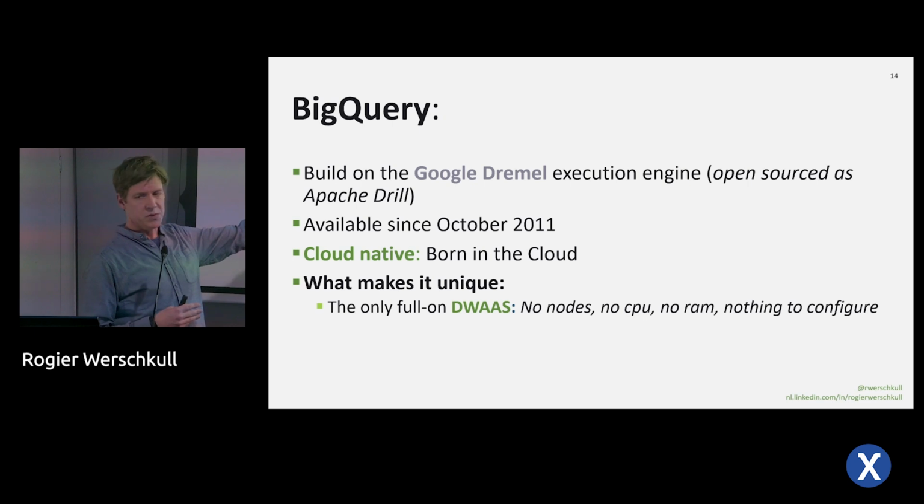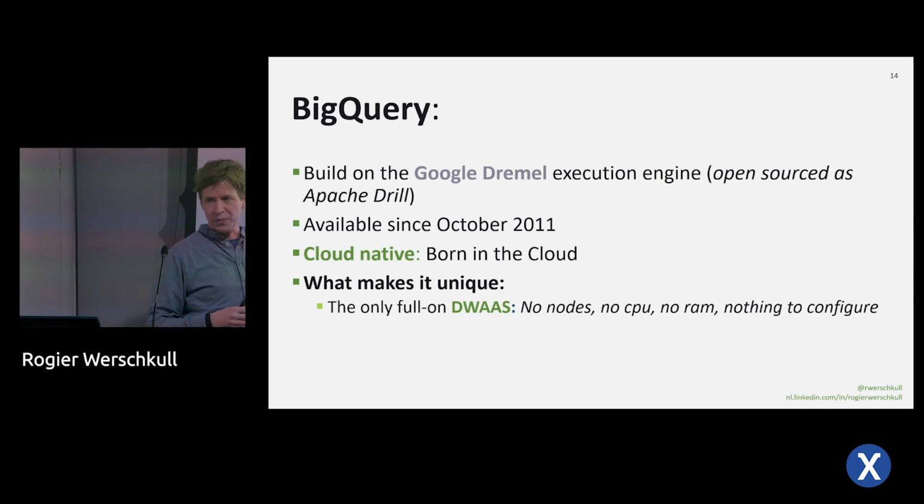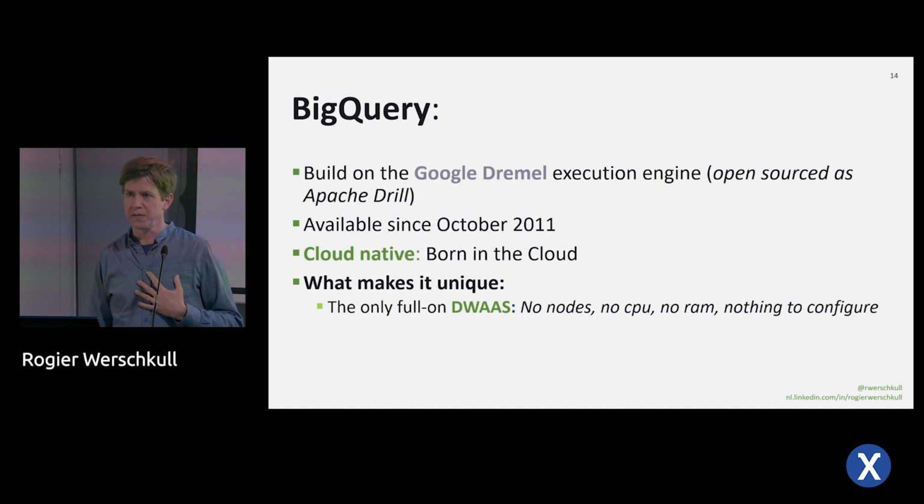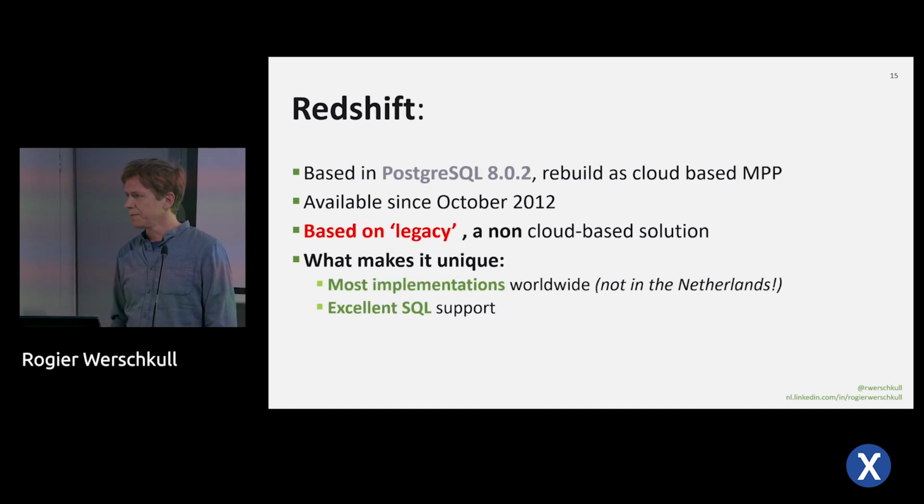It's one of the systems that is really cloud native, and one of the things that makes it unique is that Gmail-like functionality of no nodes, nothing to configure. I think there are more systems that do it somehow now, but in my opinion BigQuery is still unique. So if you need no configuration at all, and if that's your most important selection criterion, and if you're allowed to use Google, then that could be a way to go.